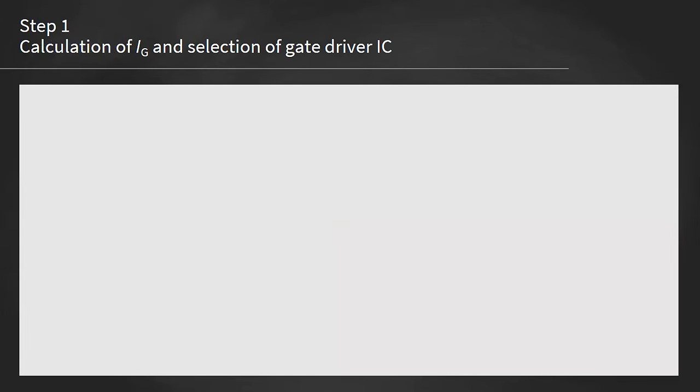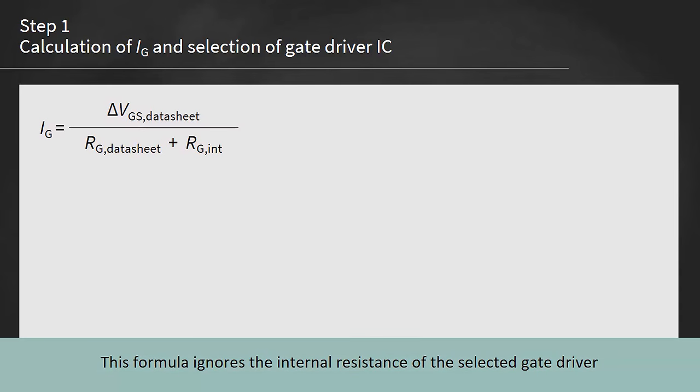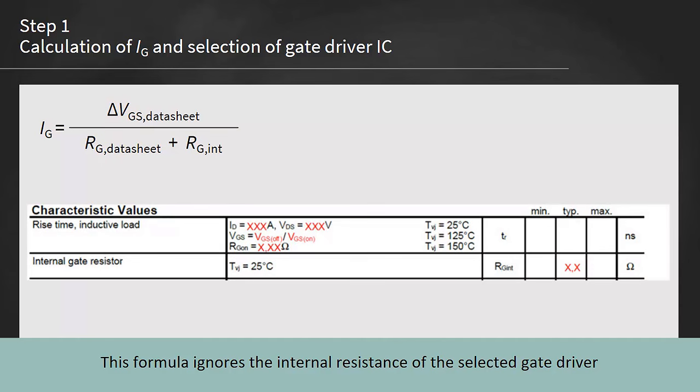As already mentioned, the first design step in the gate resistor selection is to identify the gate current required by your silicon carbide switch. In order to do this, we use the simplified formula shown here. Keep in mind that this formula ignores the internal resistance of the selected gate driver. A good starting point for the identification of the gate current is to aim for the same gate current used in the switching characteristics of the data sheet.